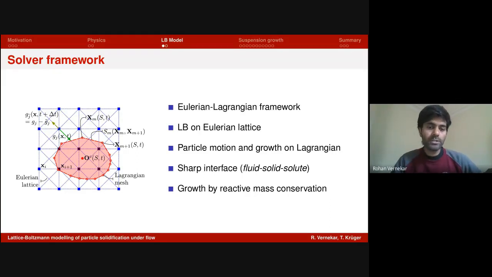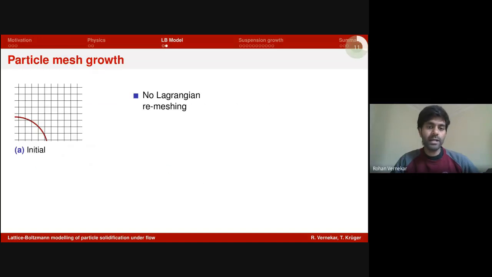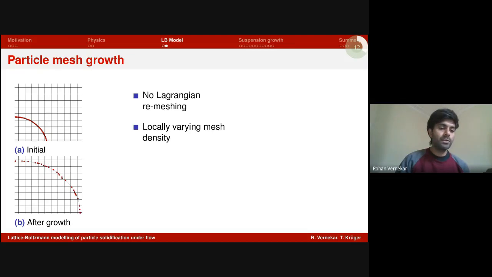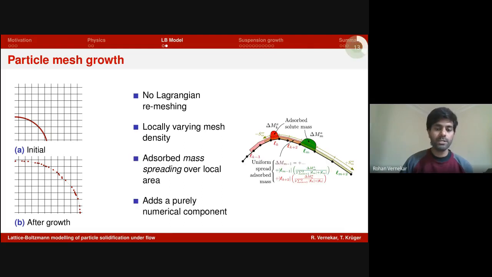Essentially, the mass removed from solution is balanced locally. Now, one of the major challenges here was that we did not want to go for an expensive remeshing procedure on the Lagrangian mesh. When the particle grows, you can have a situation where, after growth on the surface of the particle, you've got a locally varying mesh density for the Lagrangian mesh relative to the Eulerian mesh. And so it becomes important to do some sort of mass spreading.